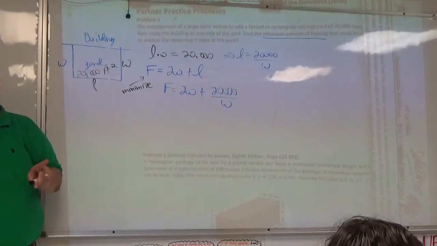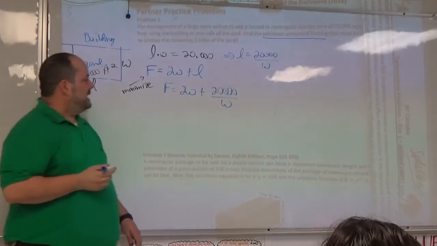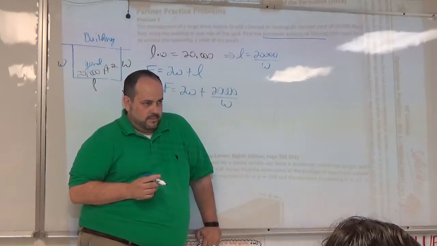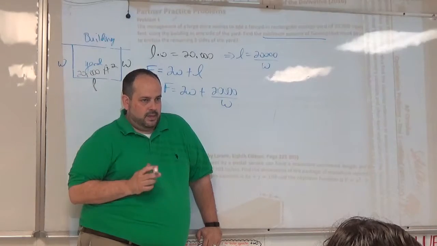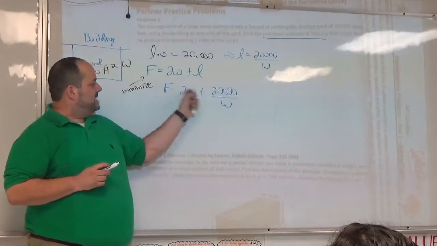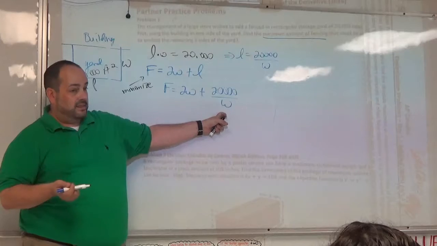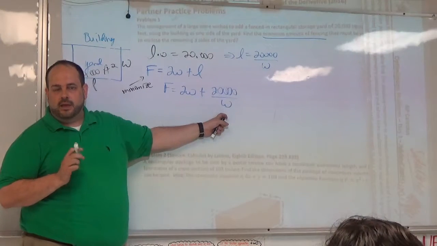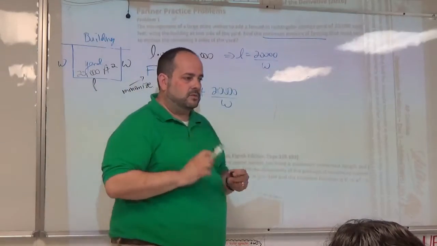Are all the friends okay? Okay, what we haven't had any conversation about is domain restrictions. My function, my fencing, is a function of the width. What are the domain restrictions on the width? Have a conversation with somebody near you. What's the domain restriction on the width?